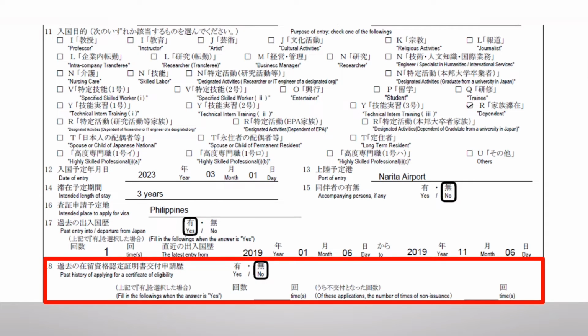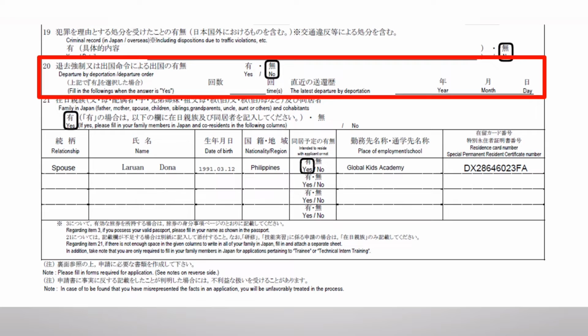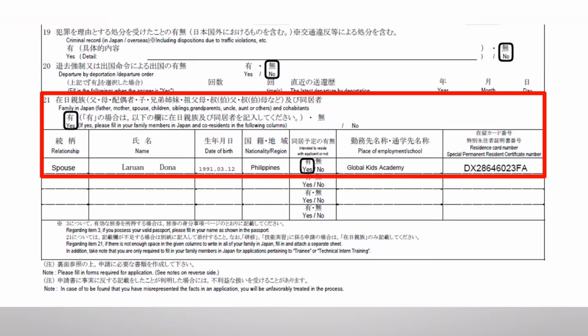Number 18, past history of applying for COE. If it isn't the first time, then encircle yes and write the details. Since it is my husband's first time to apply, we wrote no. Number 19 is criminal record in Japan or overseas, which includes traffic violations. Please encircle yes and explain if there are, but if there is none, encircle no. Number 20, departure by deportation, if there are. Please encircle yes and explain if there is, but if there is none, please encircle no.